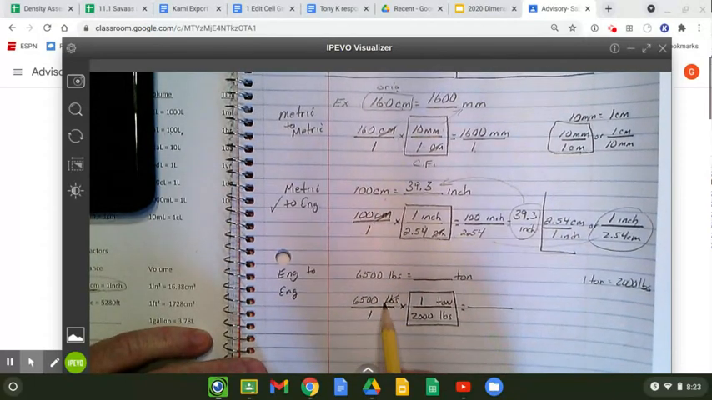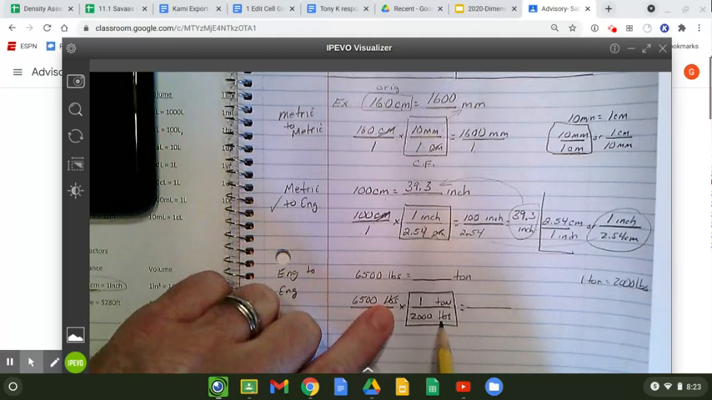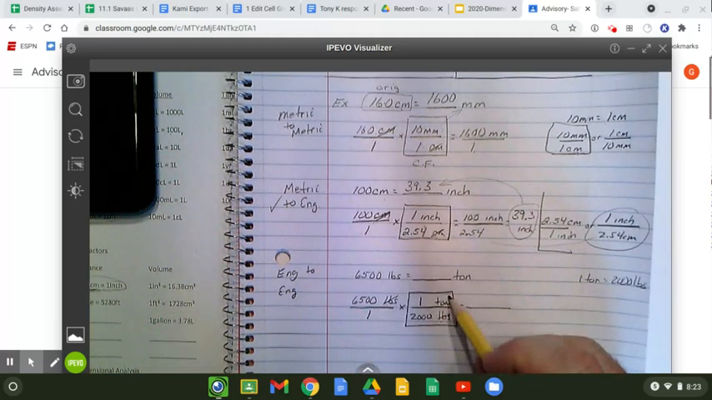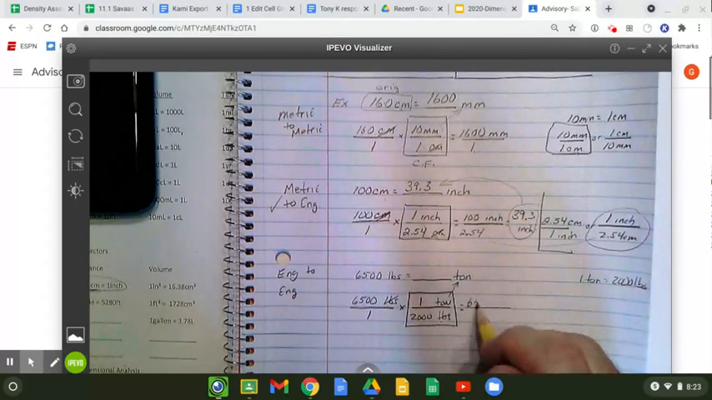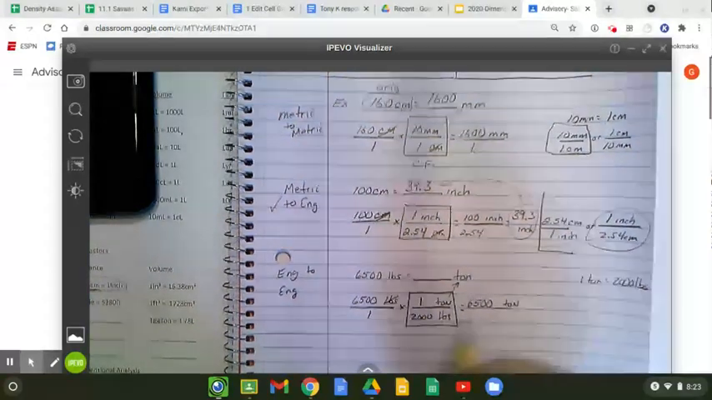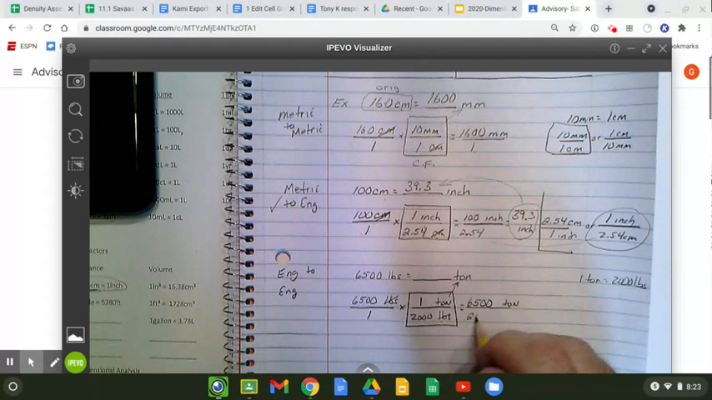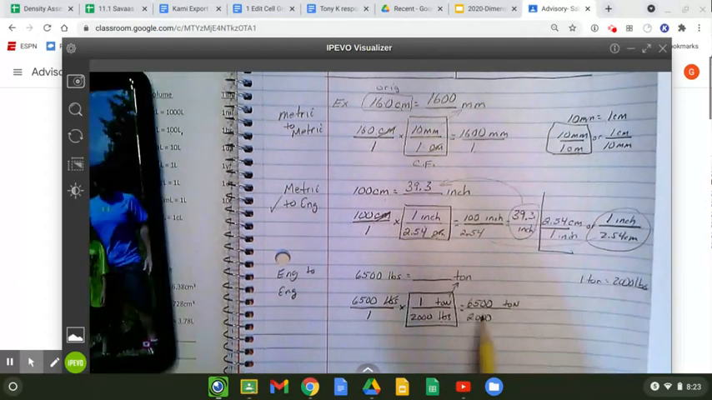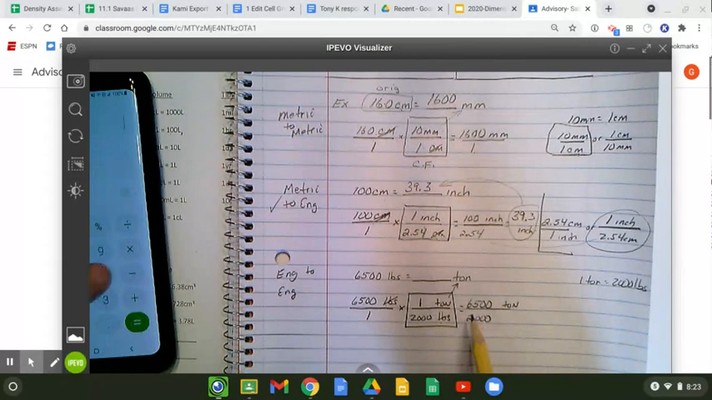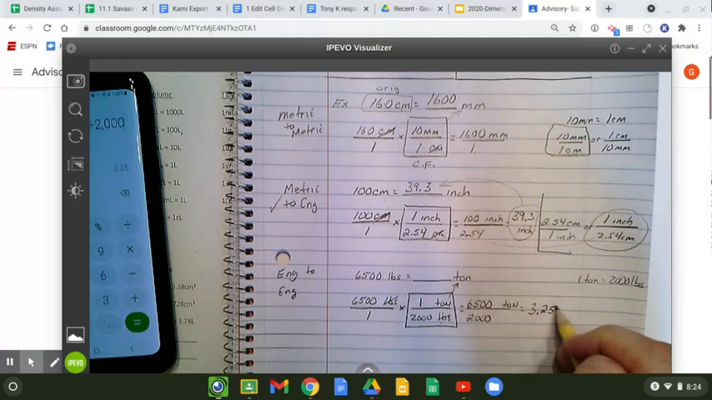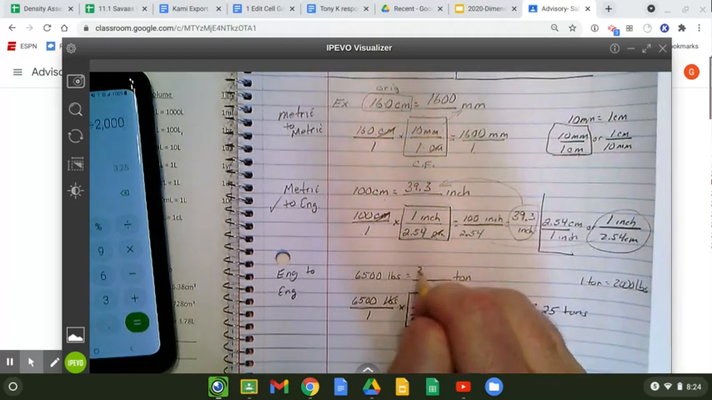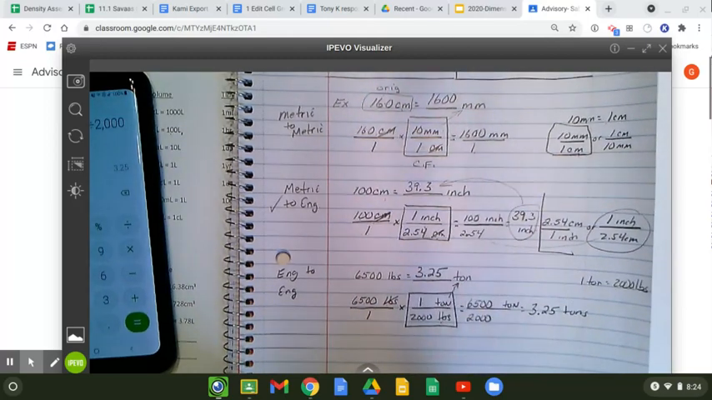Now, step 3, cancel out the pounds. I can cancel out pounds because they're on opposite levels. That leaves me with tons. Tons is my new unit of measurement. Step 4, let's multiply across. 6,500 times 1 is 6,500, I'm going to just bring ton over, and then 1 times 2,000. Now simplify. 6,500 divided by 2,000 equals 3.25 tons. So my answer would be 3.25 tons.